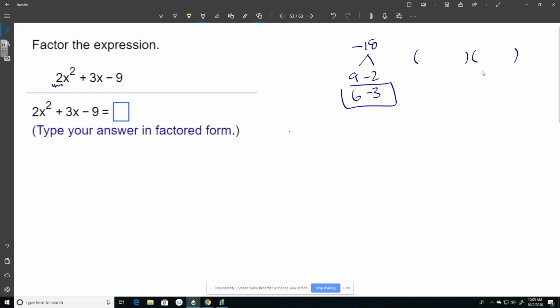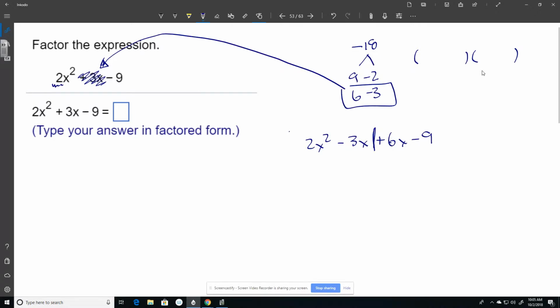We take these factors and I plug them in the middle of the equation. Instead of 3x, I'm going to plug in these. So I'm going to get 2x squared, and then I'm going to put minus 3x plus 6x minus 9. I did the minus first because I want the sign of this term to be the same as this one, just to make my factoring out a little bit easier.